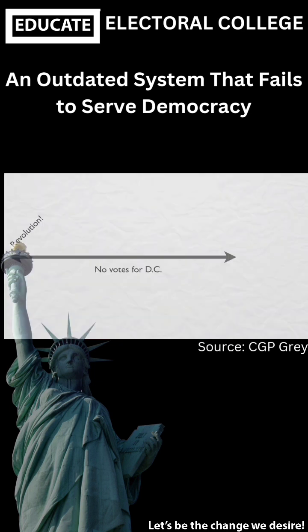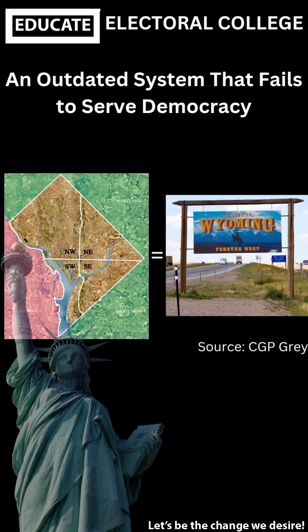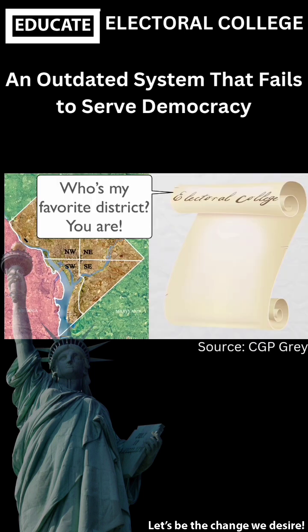For most of the United States history, people living in the district didn't get to vote for president. Then, in 1964, the Constitution was amended to give D.C. the same number of votes as the least populous state, Wyoming. So the Electoral College likes D.C., but you know who it doesn't like?